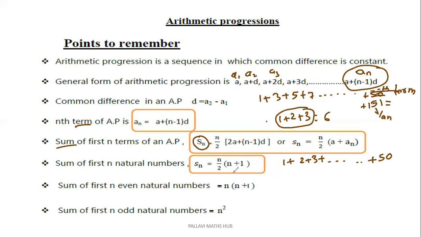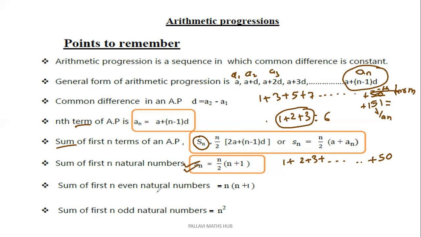In multiple choice, they will ask for the sum of the first n natural numbers. Then they will give 4 options, one of them Sn is equal to n by 2 into (n plus 1), and some more options, and at that time you need to choose this one. Even in a 1 mark question, for finding the sum of n natural numbers, the direct formula is n into (n plus 1) divided by 2.